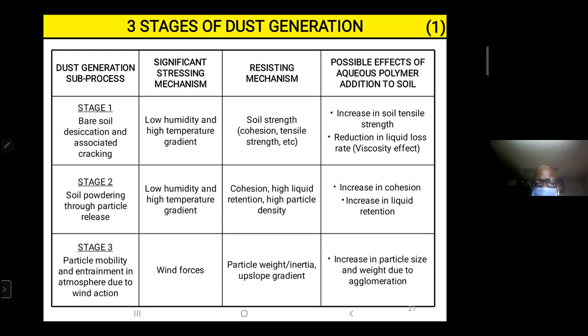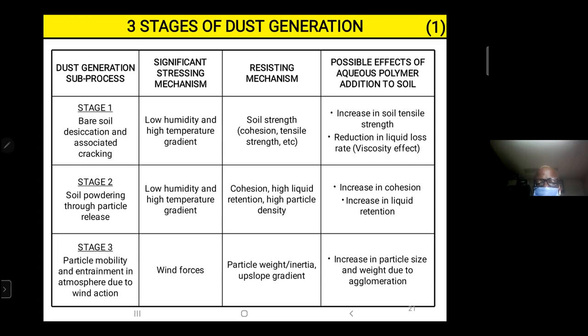Then the resisting mechanism in most cases will be soil strength, which we can in this case define as cohesion when it is mostly clay, and tensile strength of soil, especially those soils that are cemented by stabilization. Cohesion, high liquid retention capacity. That is why we pour water at construction sites so that the soil can remain moist, so that it will be difficult to detach particles to make them airborne by wind. Particle weight and inertia, and upslope gradient, also make it more difficult for dust to be generated.